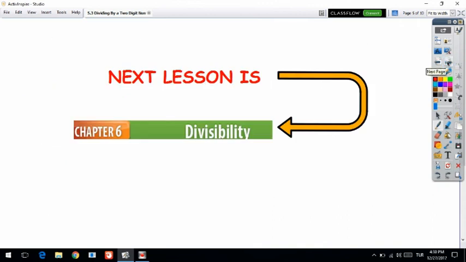Now let's look at another page. The next lesson is about chapter 6. That is divisibility, right? Everybody, I think you understood well. Am I right? Yes.